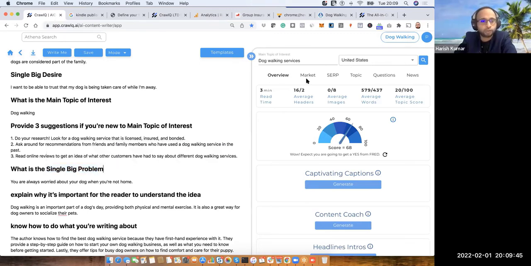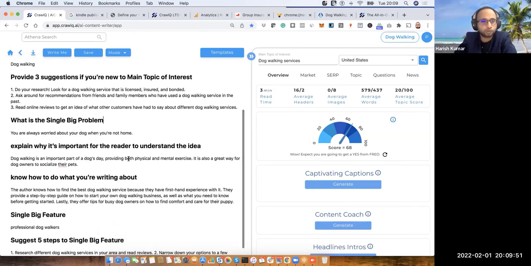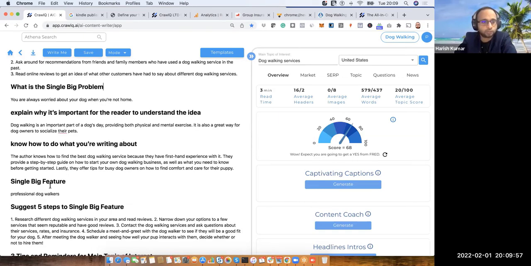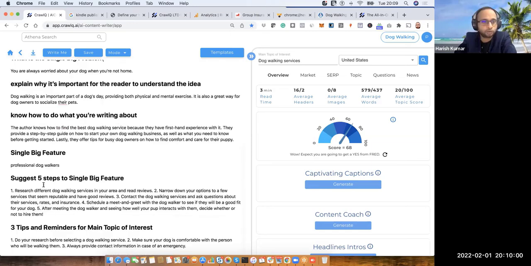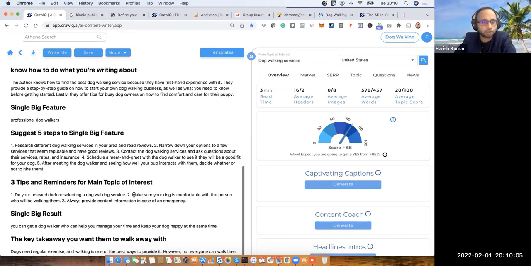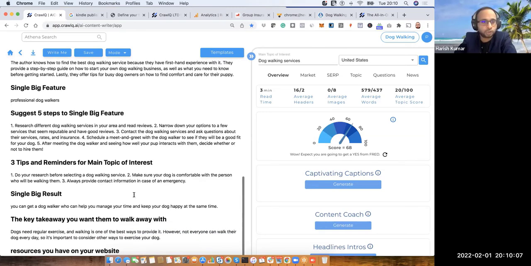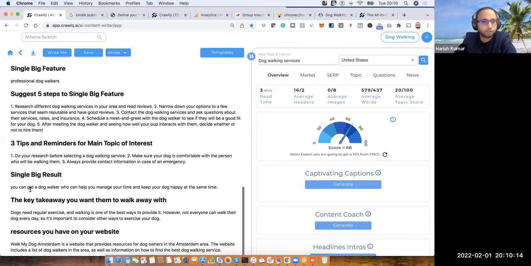Explain why it is important for reader to understand the idea. Dog walking is an important part of the dog's day, providing both physical and mental exercise. Single big feature. Suggest 5 steps of single big features. Professional dog walkers. These are different 5 steps, tips and reminders. Do your research before selecting a dog walking service. Make sure your dog is comfortable with the person who will walk them. Single big result. You can get a dog walker who can help you manage your time and keep your dog happy at any point of time.